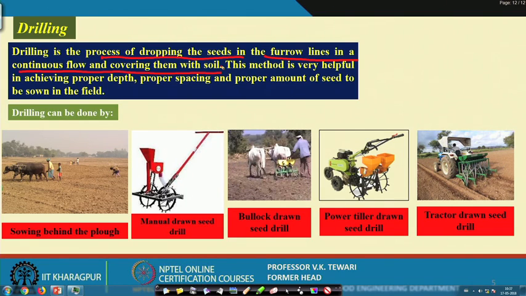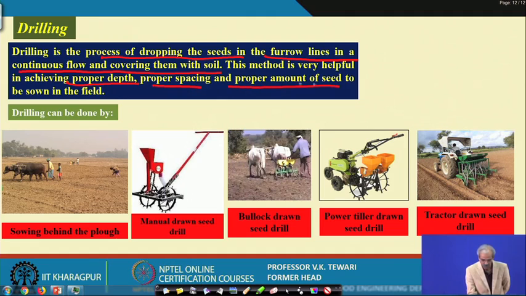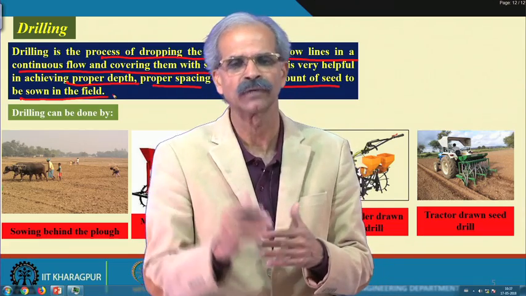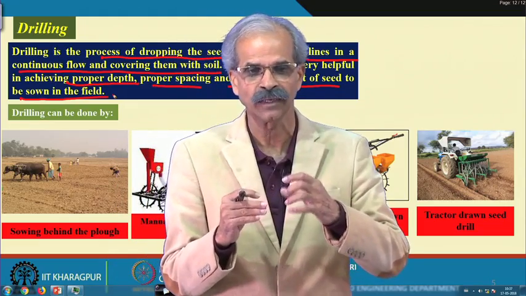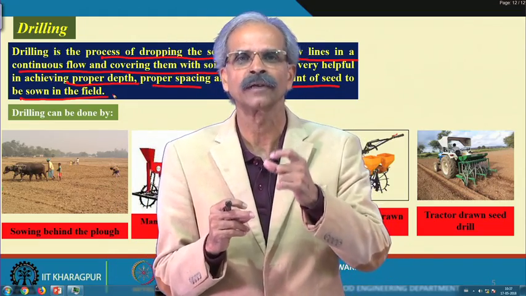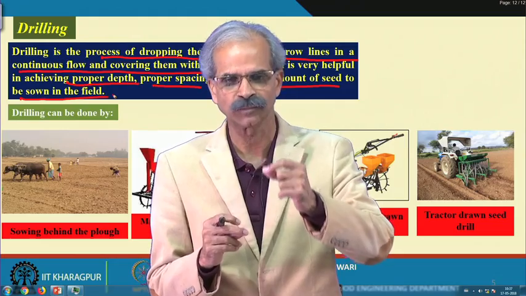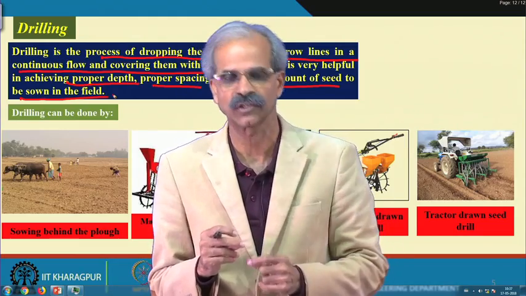But in one way this is very helpful for achieving proper depth, and proper amount of seed may be sown. Proper spacing may not be achieved as such, because when we have a drilling machine, some sort of scattering will take place, and you may not be in a position to maintain that unless you are talking of very precise equipment by which you are in a position to put the seeds at the exact location.